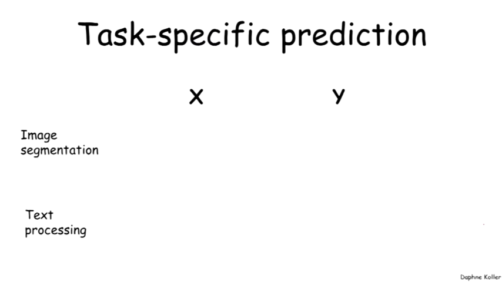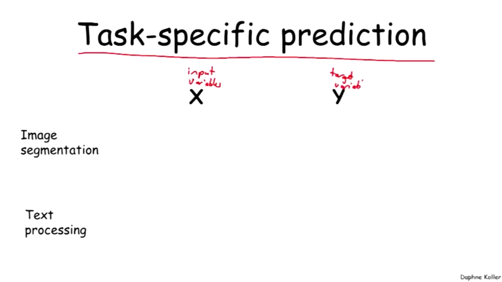This class of model is intended to deal with what we call task-specific prediction. That is, where we have a set of input variables or observed variables, x, and a set of target variables that we're trying to predict, y. This class of models is designed for those cases where we always have the same types of variables as the input variables and the same types of variables as the targets, and we're always trying to solve essentially the exact same type of problem.